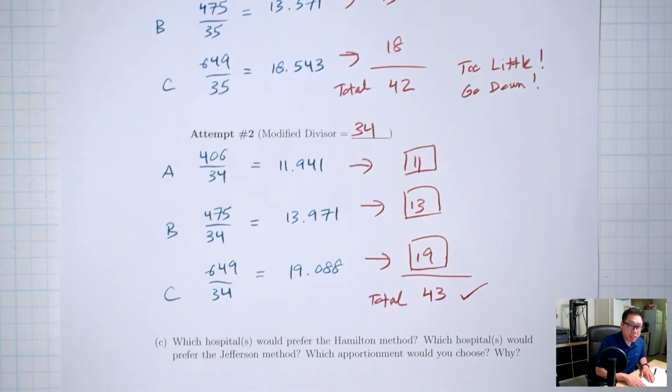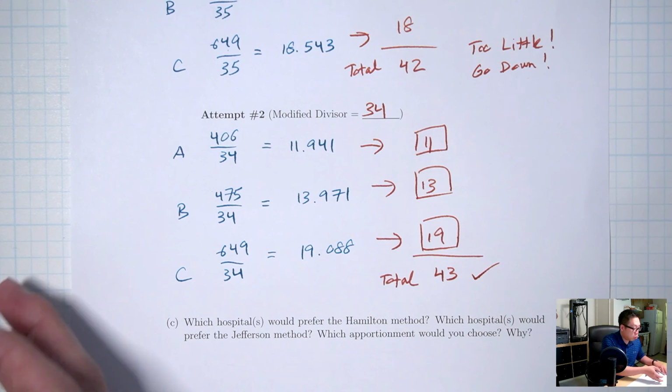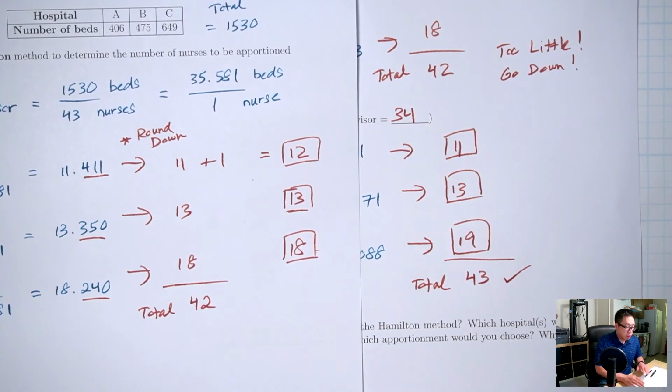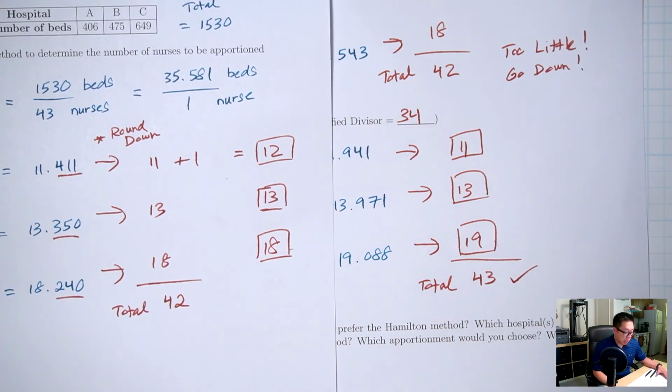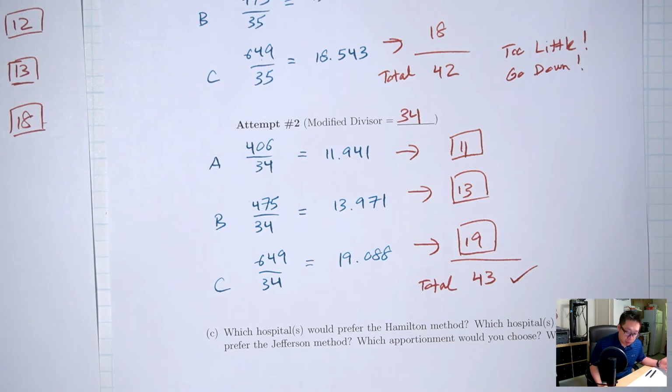And then part C, I'm asking you to compare the two apportionments. So with the Hamilton method, A got 12, B got 13, and C got 18. With the Jefferson method, A got 11, B got 13, and C got 19. And the question I asked you is which hospital would prefer the Hamilton method and which hospital would prefer the Jefferson method.